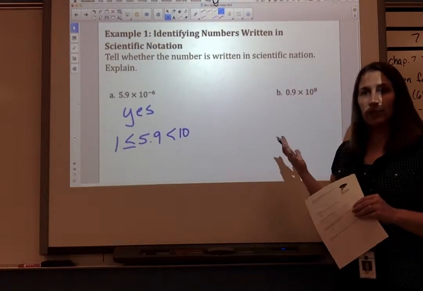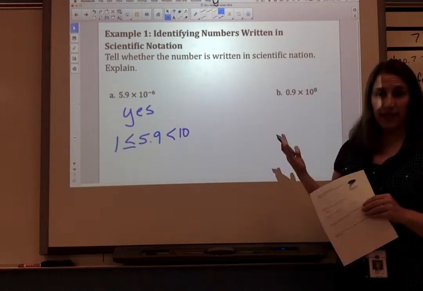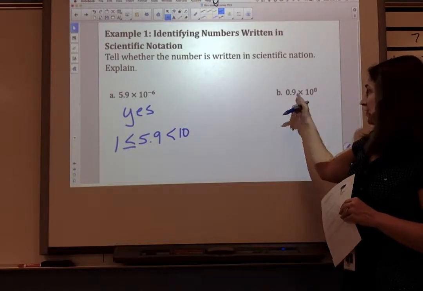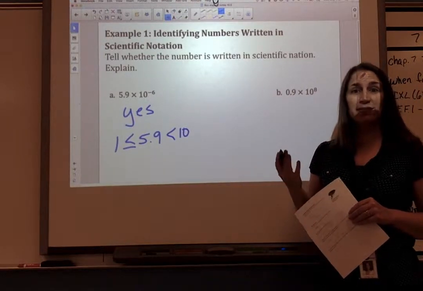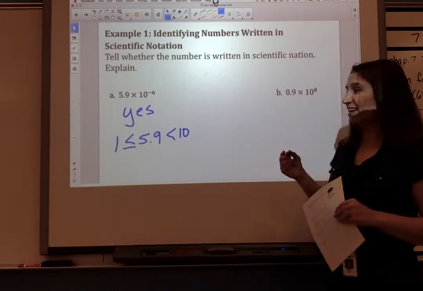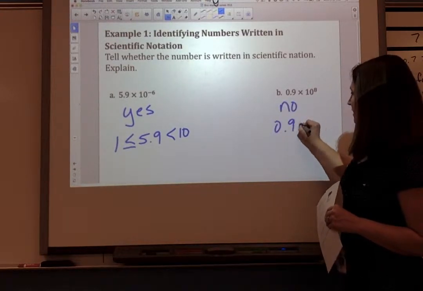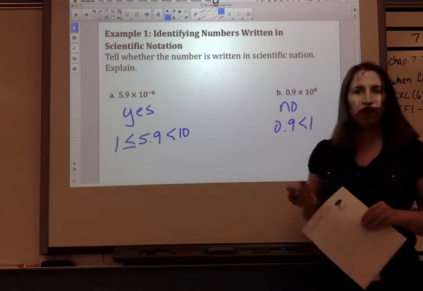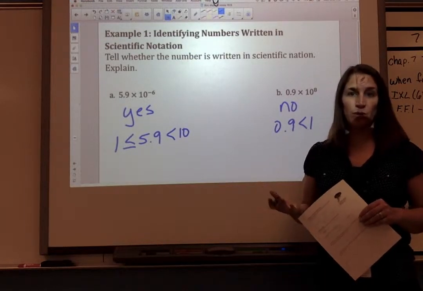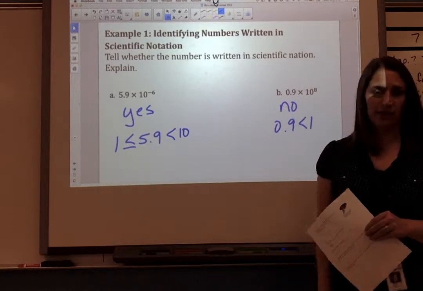Here we have another example, 0.9 times 10 to the 8th power. We have a factor, and we have a power of 10, but this time, the 0.9 is too small. So 0.9 is less than 1. We know that factor needs to be greater than or equal to 1. So this number is not written in scientific notation.